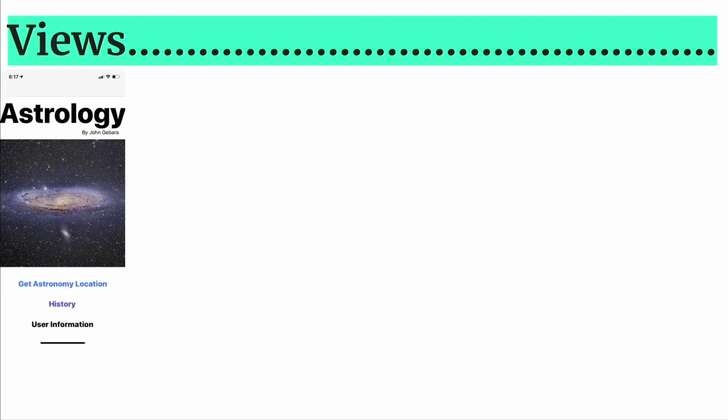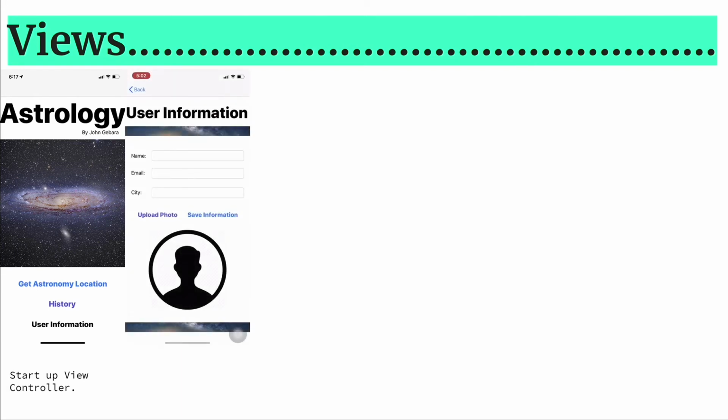Lastly, I just wanted to go over the main views that the user will see throughout using the app. First is the main page, where the user can get the astronomy information by pressing Get Astronomy Location, view their history, and view or enter their user information.